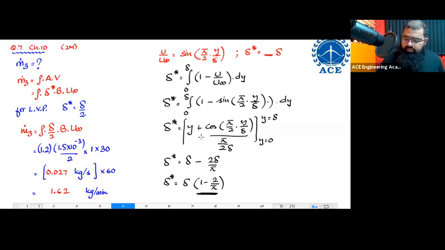Sorry, this is supposed to be plus over here. Yes. 0.3633. So this value, delta star, will come out to be 0.3633 delta. Is it? Check the value. Okay, fine.